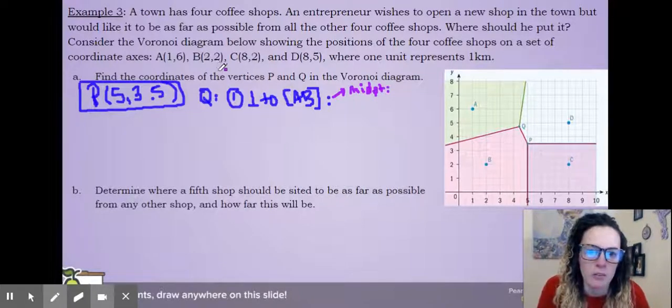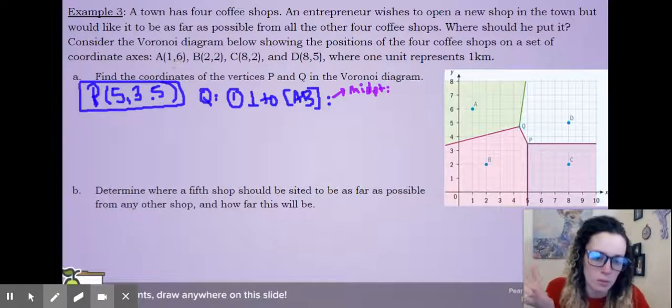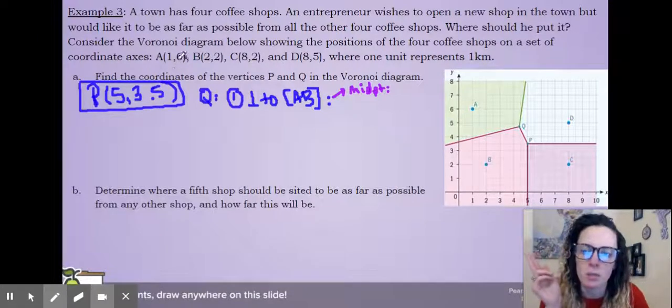Again, we have the points up here, so I can just average them. Remember, finding the midpoint, you're just finding the average of the x's and the y's. So my average between 1 and 2, between A and B, would be 1.5. And if I average 6 and 2, I'll get 4.